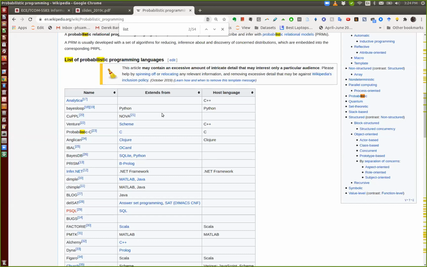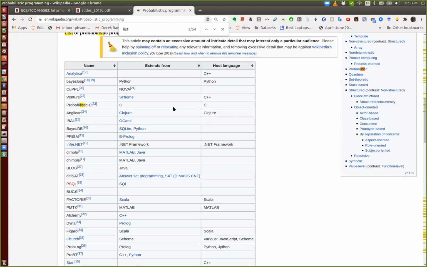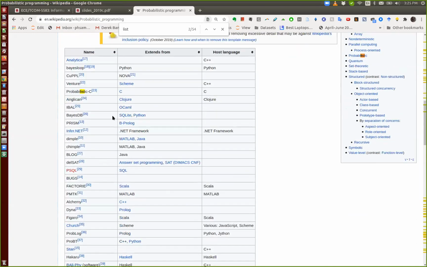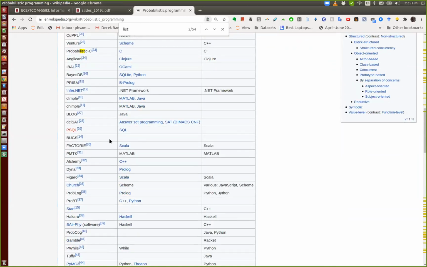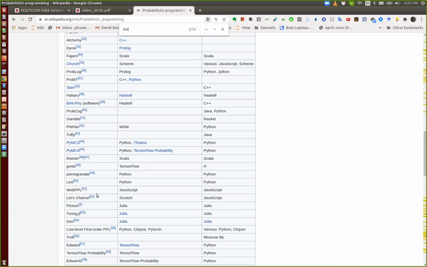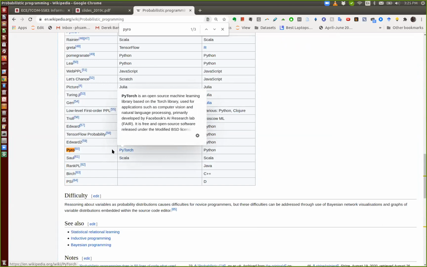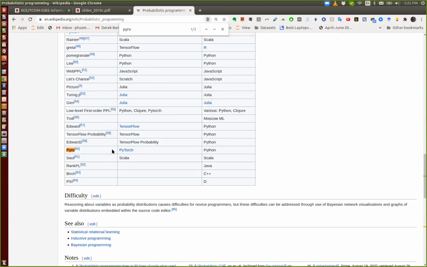So people also develop lots of these languages and packages to do this inference very quickly. I didn't actually look into many of these. I played with Pyro. Pyro is by Uber. It's based on PyTorch. I played with it a little bit last year. I forgot most of that now.